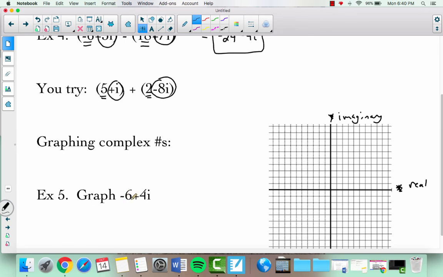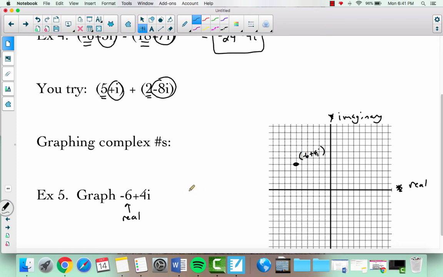So when you're graphing a complex number, you're going to treat the first number, the real number, like the numbers on your x-axis, and the imaginary part will be how much you go up or down. So in example 5, when I ask you to graph negative 6 plus 4i, the negative 6 being the real part tells you you're going to go left 6 from the center. So 1, 2, 3, 4, 5, 6. And then the 4i at the end is the imaginary part, so that means you're going to go up 4. 1, 2, 3, 4. And plot your point. So that point represents the complex number, negative 6 plus 4i.